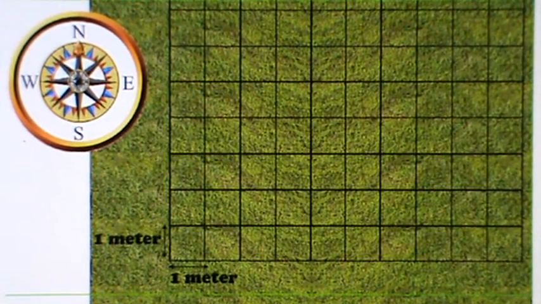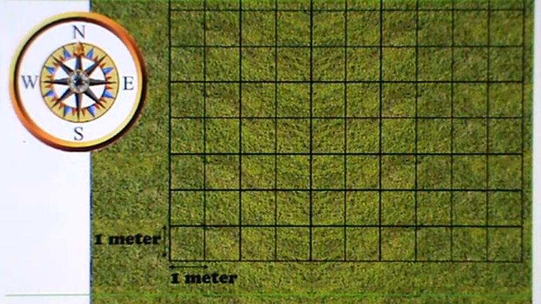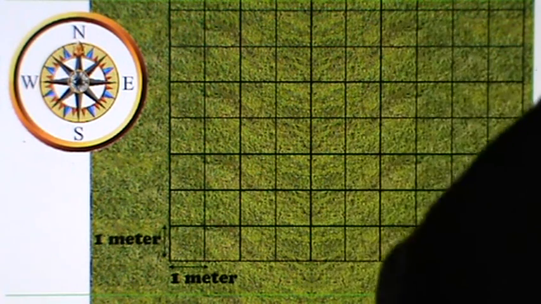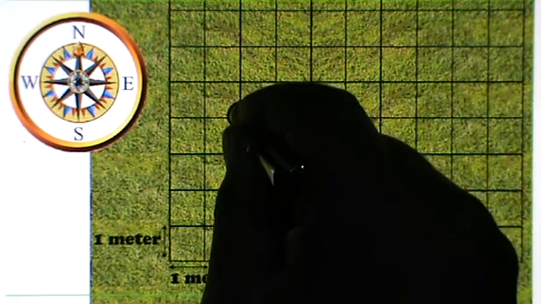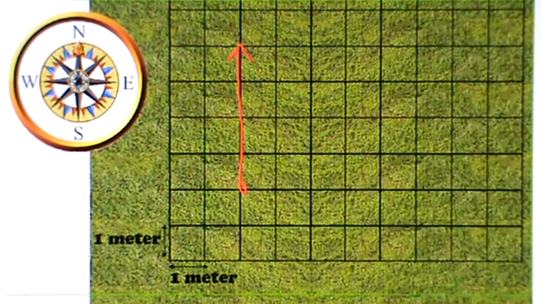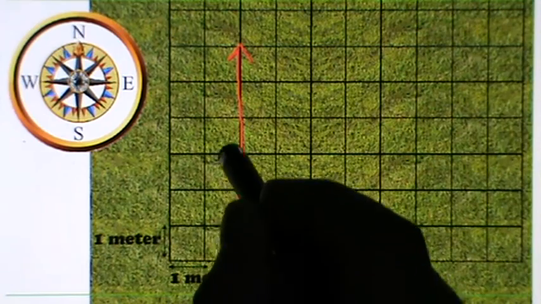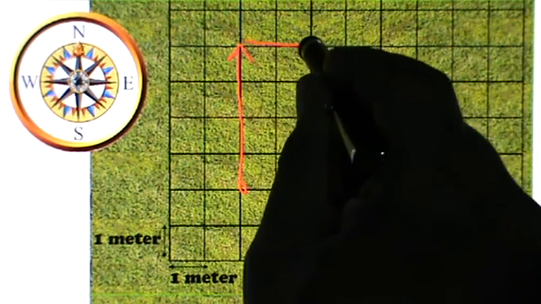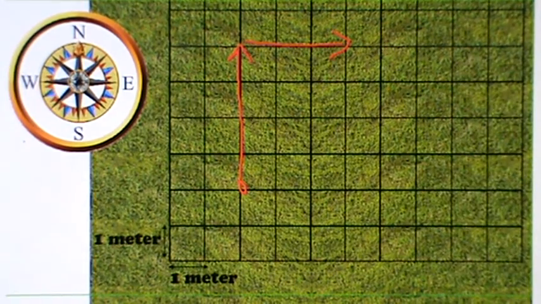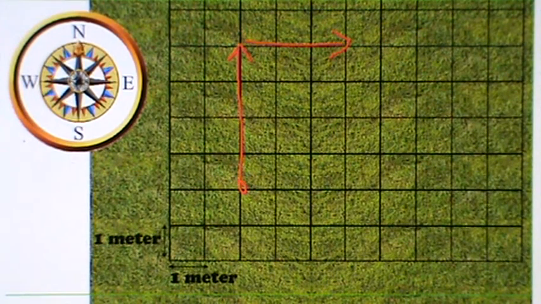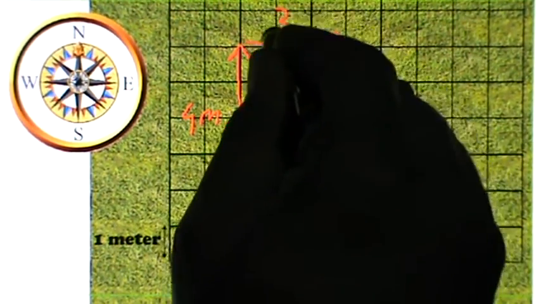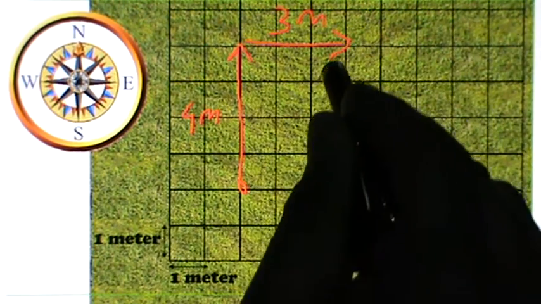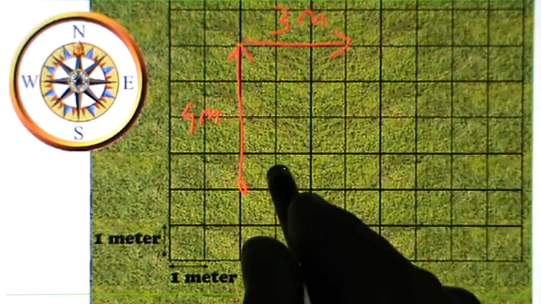Now, suppose there is a boy running at the backyard. First, he runs 4 meters to the north direction, and then he makes a right turn to the east 3 meters. Now, we can say that his distance will be 7 meters, since this is 4 meters and this is 3 meters. So the total length of his path will be 7 meters.